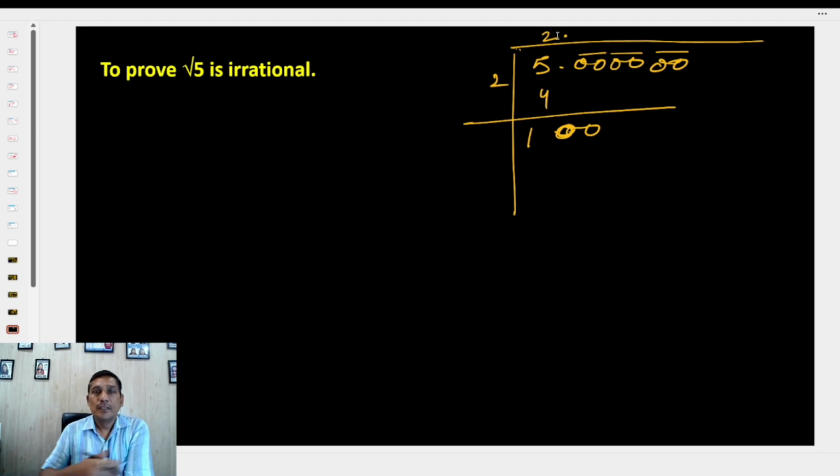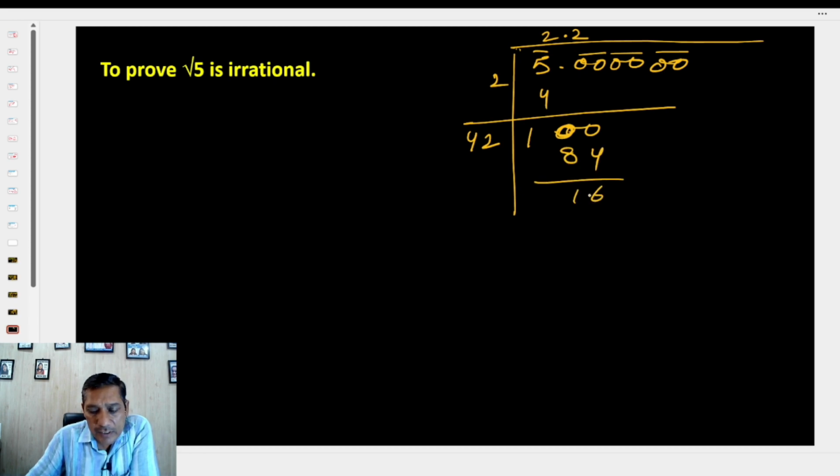आप यहाँ पर आपने 2 times 2 is 4. The first group is there. 4 subtract you got 1. Copy double 0. 2 का double करिए you got 4. You take 2. You take 2 here. That gives you 84. Remainder is 16. Take down the second 0 here. And double 22 is 44. Multiplied by 3, to put 3 here.